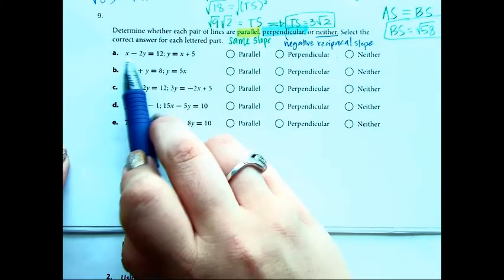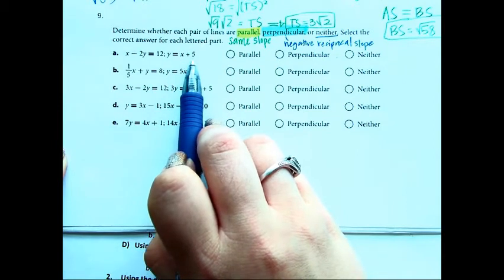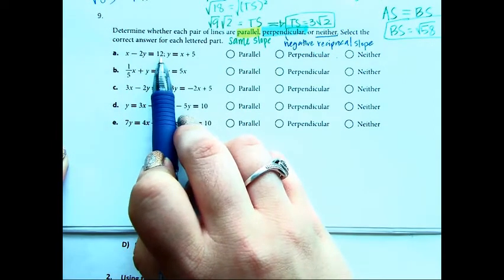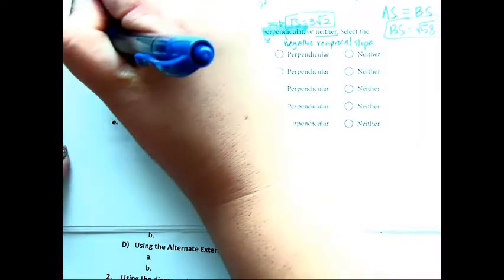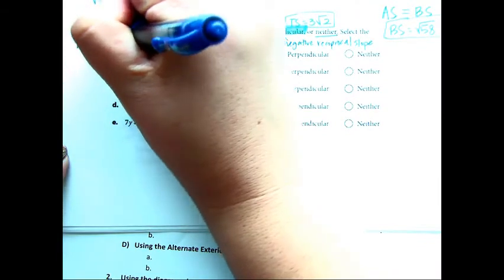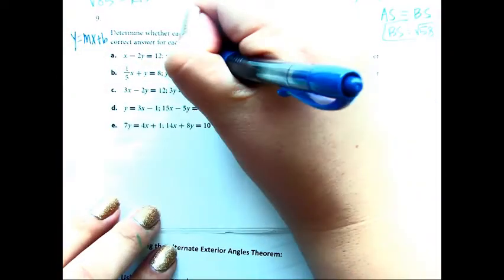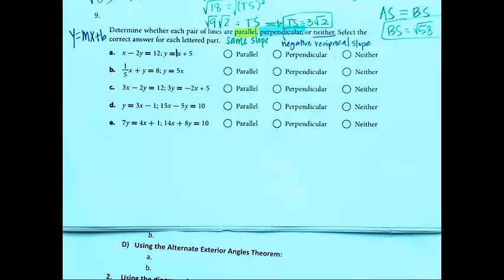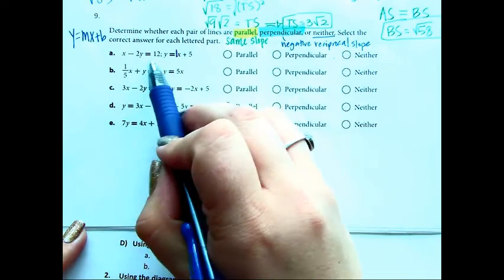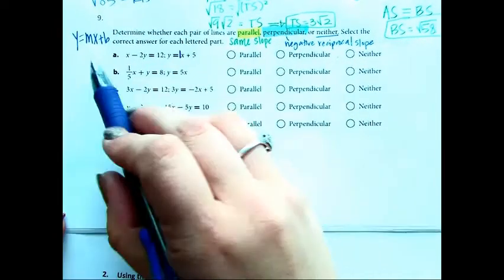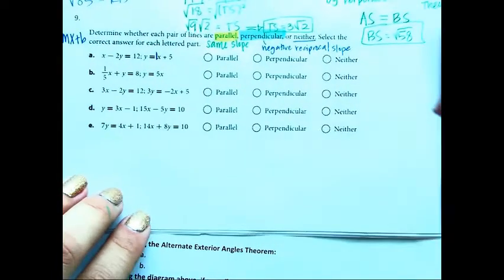So on this first one, we have x minus 2y equals 12, y equals x plus 5. So this first equation is in standard form, and the second equation is in slope-intercept form. And this is the form that I want because I can see my slope very clearly there as the m value next to the x. So here, since there's nothing next to the x, my slope is 1. And here, this equation's in standard form, so I need to do a little bit of work to turn it into this form so that I can find what that m value is. So we'll do that here on the side.